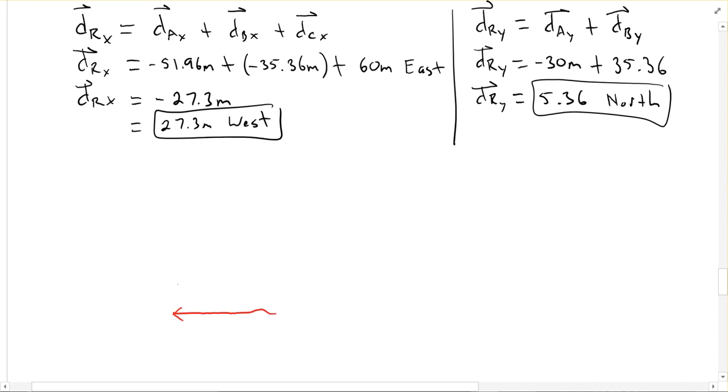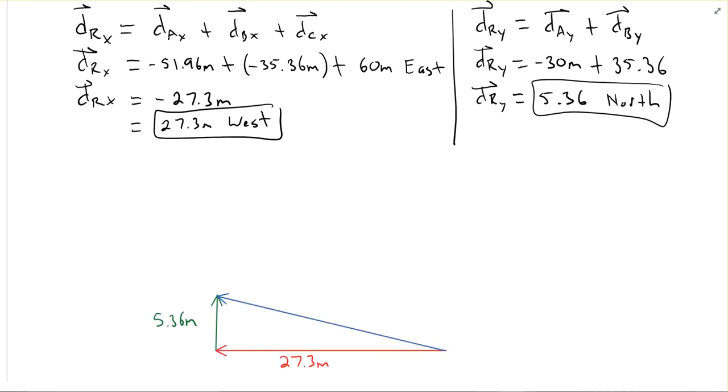Okay, and then tip to tail, the next one's going to go just 5.36 north. So I'm going to write that. Okay, I got tired of trying to make straight lines, so there you go. I used the other program to do that.